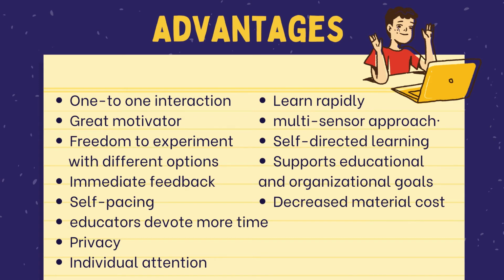Next is individual attention. By providing individual attention, educators will be able to motivate the learners in learning and overcoming the difficulties in life. Students can also work more freely without disturbances from others. Next is learn rapidly. Being able to learn rapidly means that the learning system has been effective and that the learner has been able to cope up with the learning style.